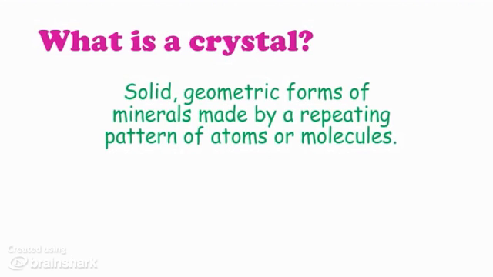Part of our definition said that minerals have a definite crystalline structure. You've probably heard of a crystal. You might have even seen some if you've gone to a gift shop, or maybe if you've gone mining or panning for different minerals, you might have seen crystals, very shiny and reflecting light. But in this case, crystal really is referring to more of a shape. It's a solid geometric form of a mineral made by repeating patterns of atoms or molecules.